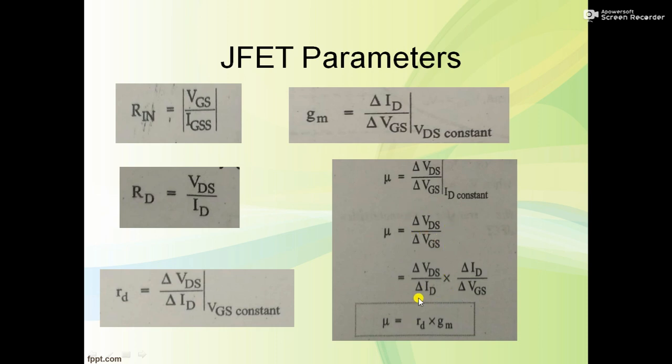After that, this part of the equation is called the small r_d, the AC drain resistance, and this part of the equation is called the forward transconductance. So finally the amplification factor is calculated or measured by the product of AC drain resistance and forward transconductance.